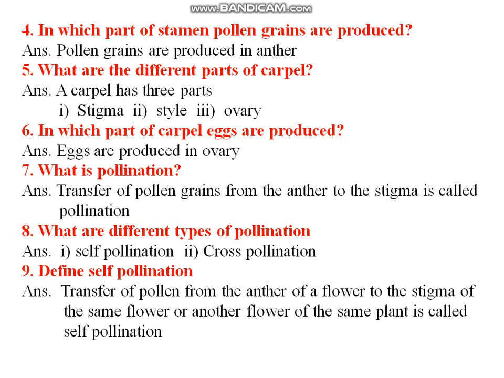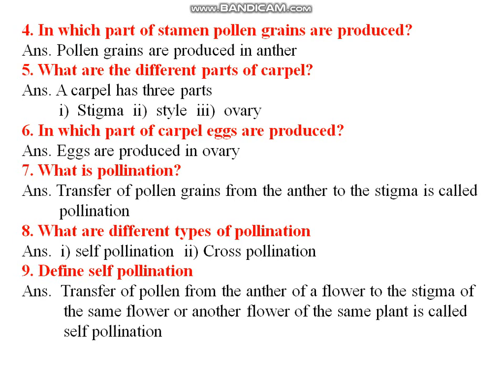What is pollination? Pollination means transfer of pollen from the anther of a flower to the stigma of the same flower or another flower of the same plant or another flower of a different plant. Here I have given the definition very briefly. Transfer of pollen grains from the anther to the stigma of a flower is called pollination. Now question number 8: what are the different types of pollination? There are 2 types of pollination: self-pollination and cross-pollination.